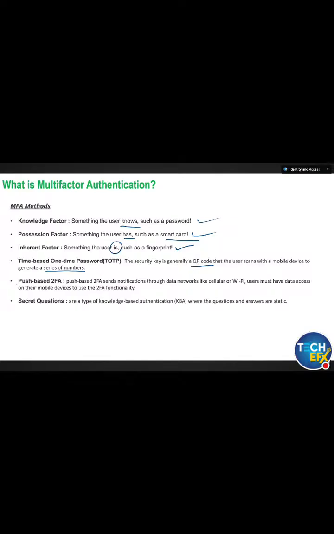Next one is push-based 2FA. Push authentication sends notifications over the network, so your mobile should have network connectivity to the end server. Next, very popular, is the secret question. You can set questions that users can answer to verify their identity.